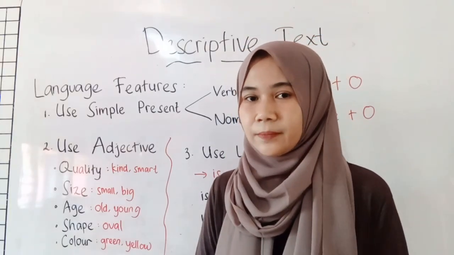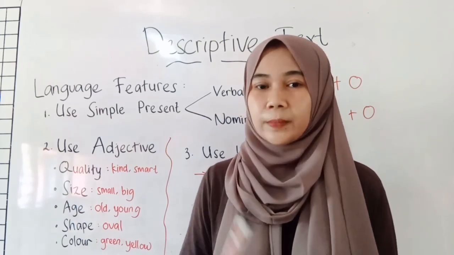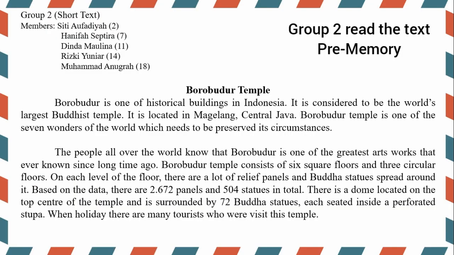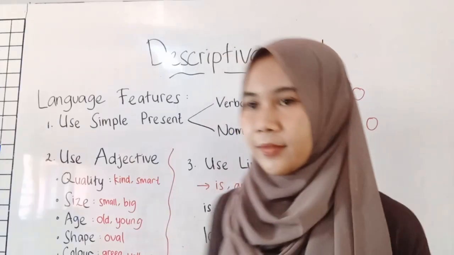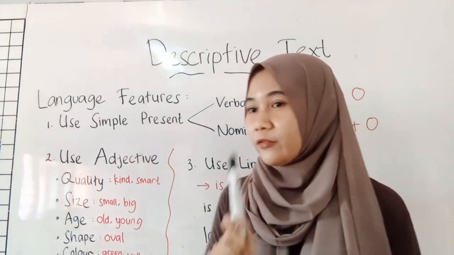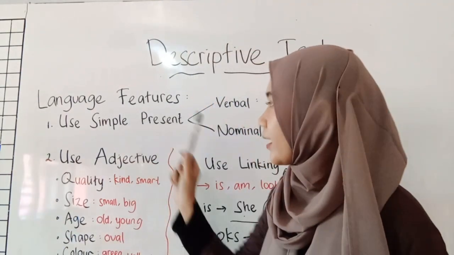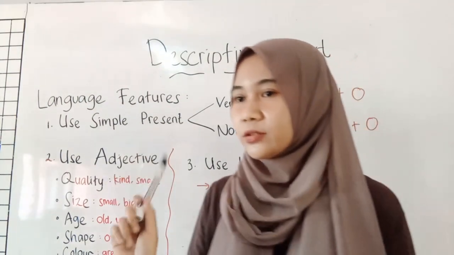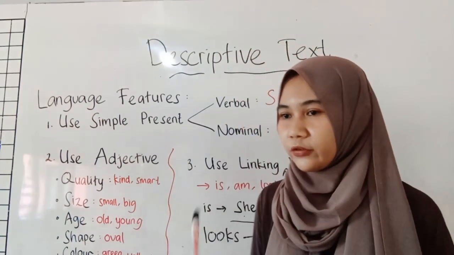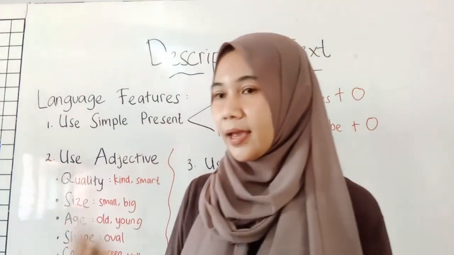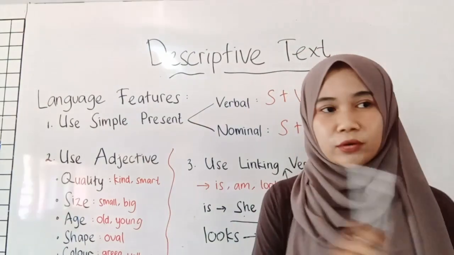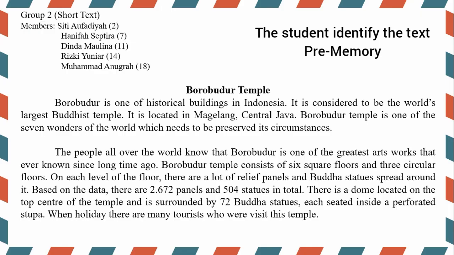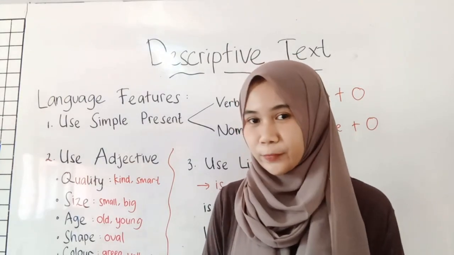Have you done, students? Okay, now group 2, please come forward to read the text together. That's good. Now we need one volunteer from this group to identify simple present tense, adjective, and linking verb in the text. If there is no volunteer, I will choose randomly one of you. Okay, Aga, please read the identification of the text. And students, please pay attention. Give applause for group 2.